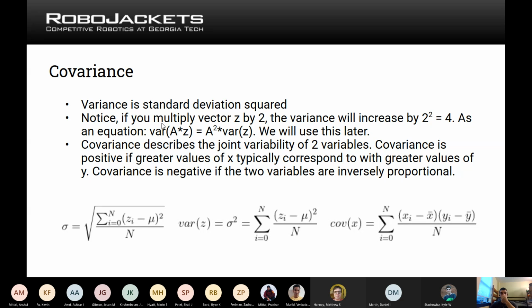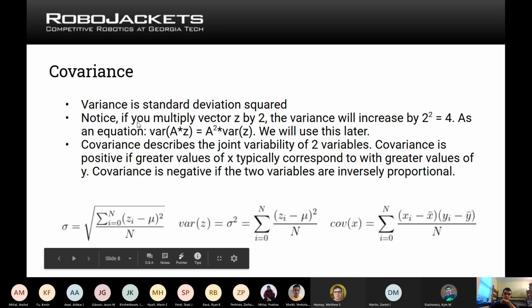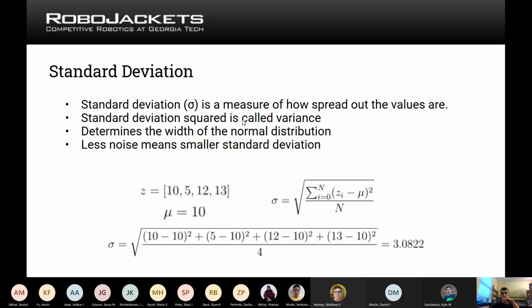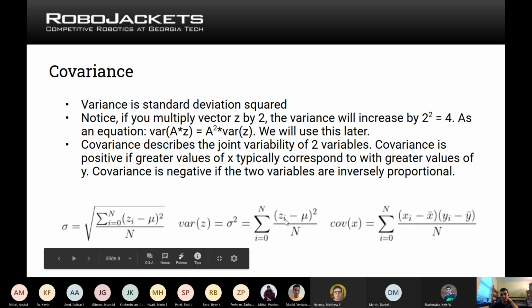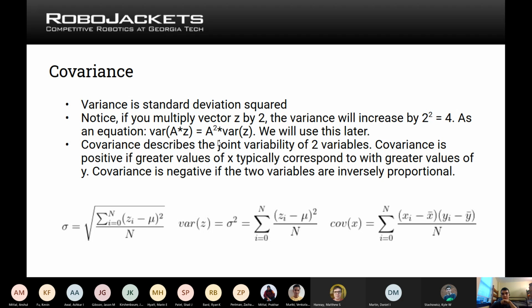one thing to notice is that if you multiply a vector z, like the one previously, by 2, the variance will actually increase by 4, because it's 2 squared. Both z and the mean will increase by 2, so the difference will increase by 2, and then it gets squared in this formula. We'll come back to that later. You'll see that in the Kalman filter this happens as well.